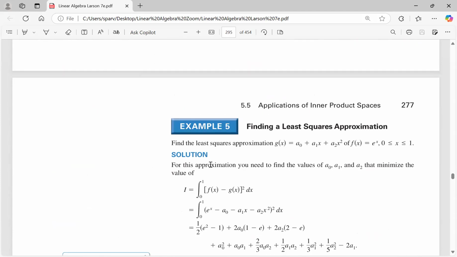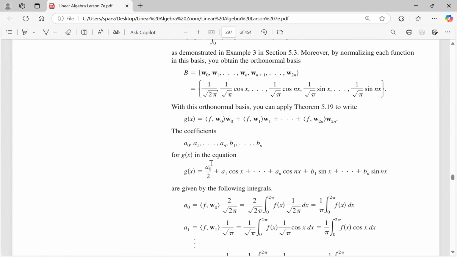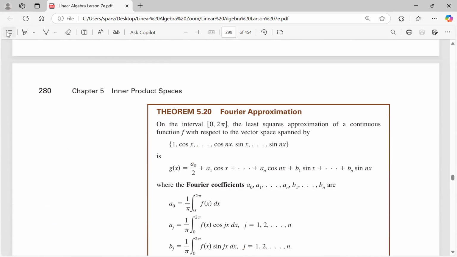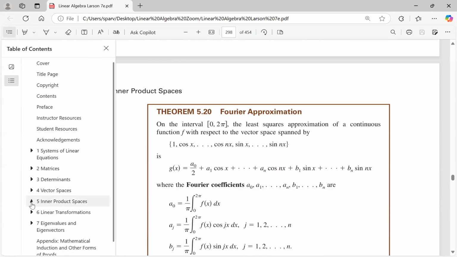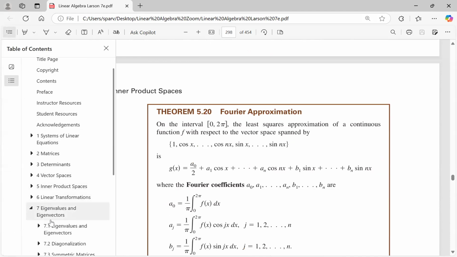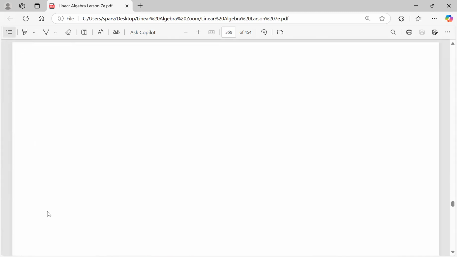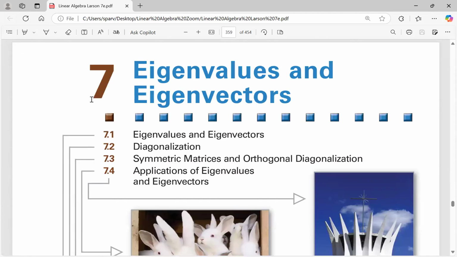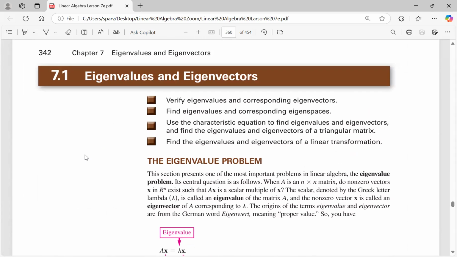Let's go to chapter 7. Let me see. There you go. There's a faster way to get there. Our last chapter. So in chapter 7, we're going to talk about eigenvalues and eigenvectors. Section 7.1 is actually eigenvalues and eigenvectors, so let's go to that section.